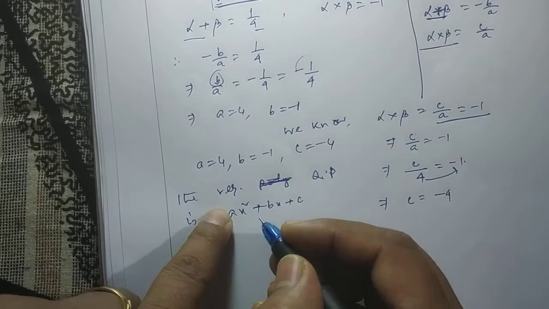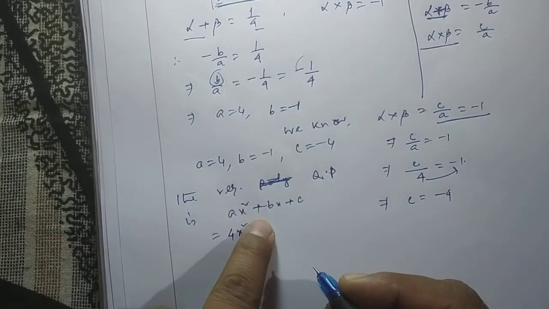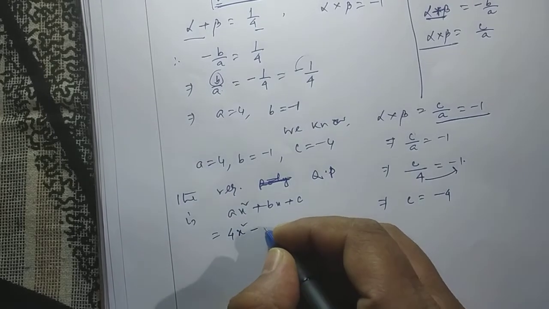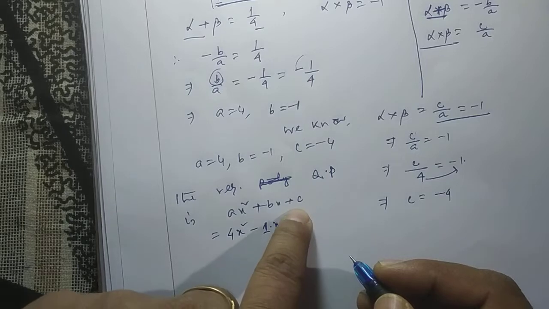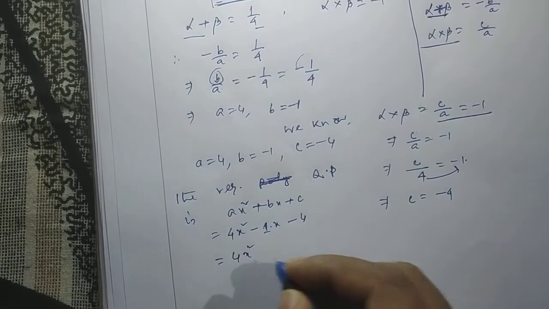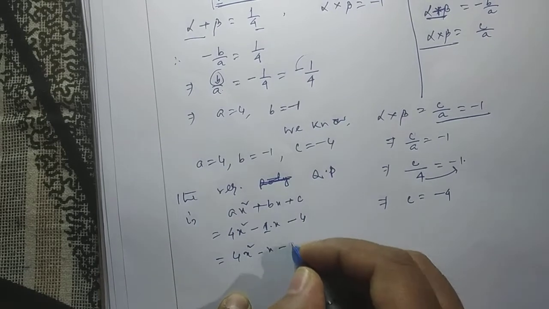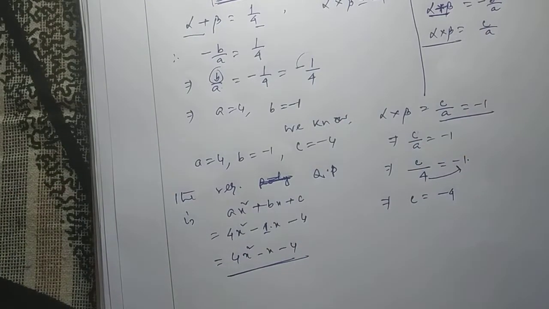Now put a equal to 4, it will become 4 into x square. Put down b equal to -1 here, it will become -1 into x, and c equal to -4. So ultimately we have got 4x square minus x minus 4. That is the required quadratic polynomial that we are looking for. Understood? In this way you have to manage this type of questions.